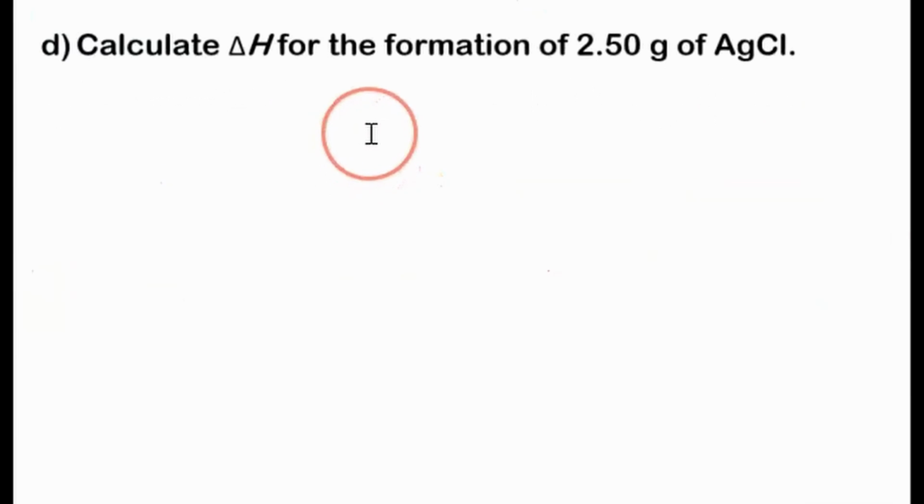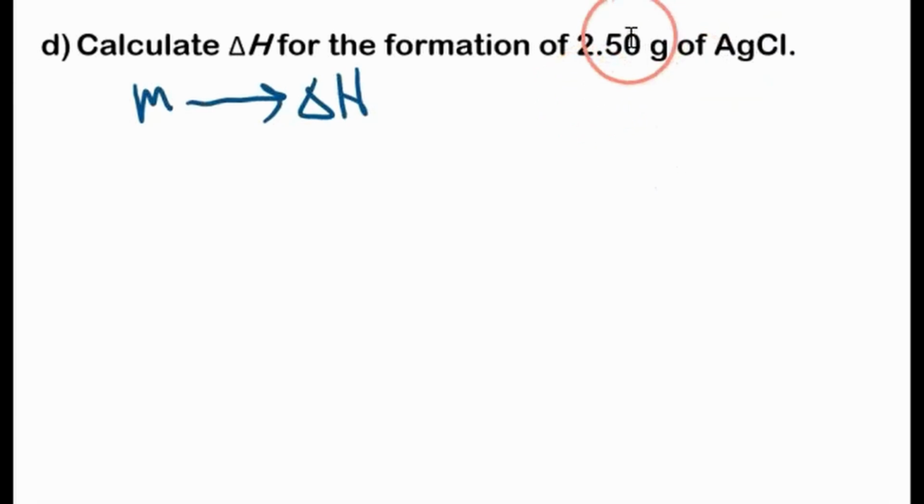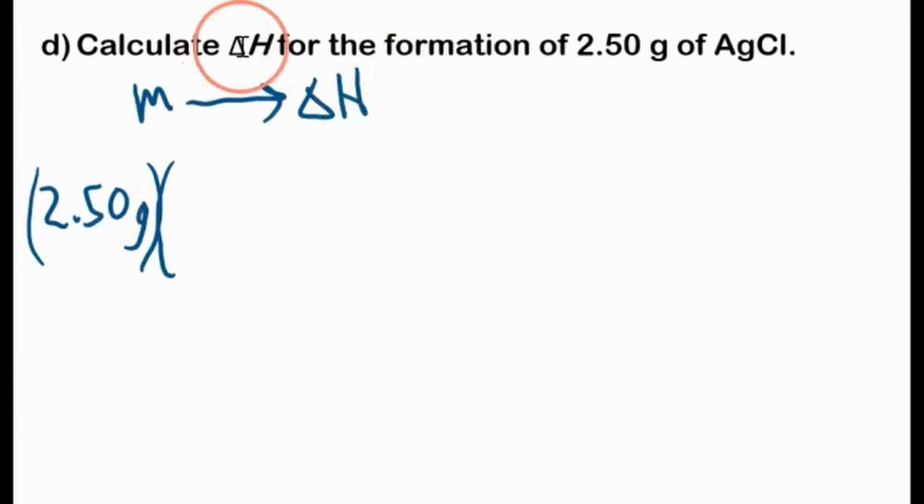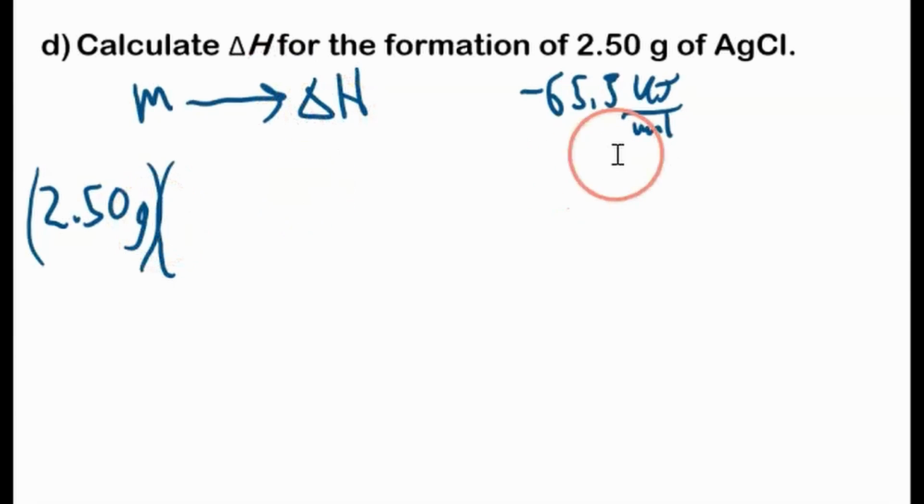Okay, last part of this killer question. Calculate the change in enthalpy for the formation of 2.5 grams of AgCl. So we're going from mass to enthalpy, and we're going to use the same thing. We start with what we're given. We can do this using unit analysis. I'm just going to not include the AgCl since we're not changing compounds doing stoichiometry. 2.50 grams, and we need to convert to delta H, right? But the only thing we have for delta H is the 65.5 kilojoules per mole. So we need to get to moles.